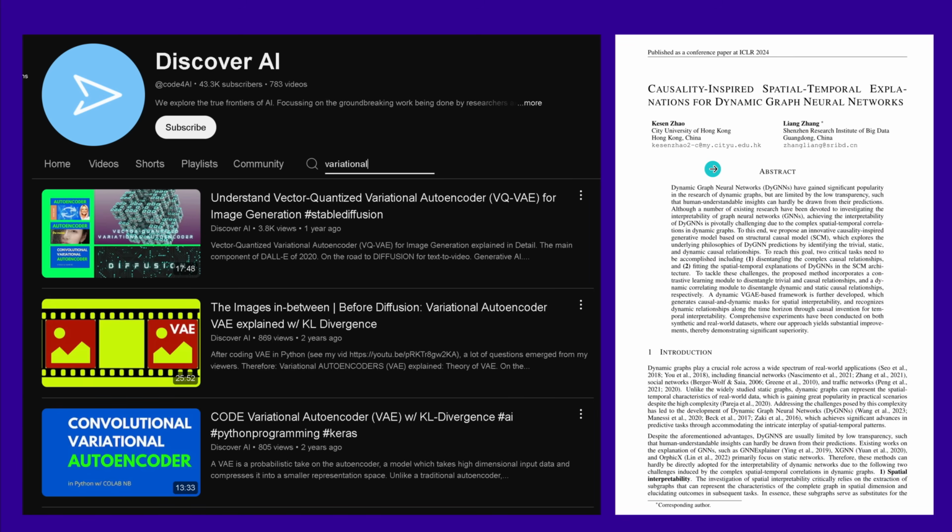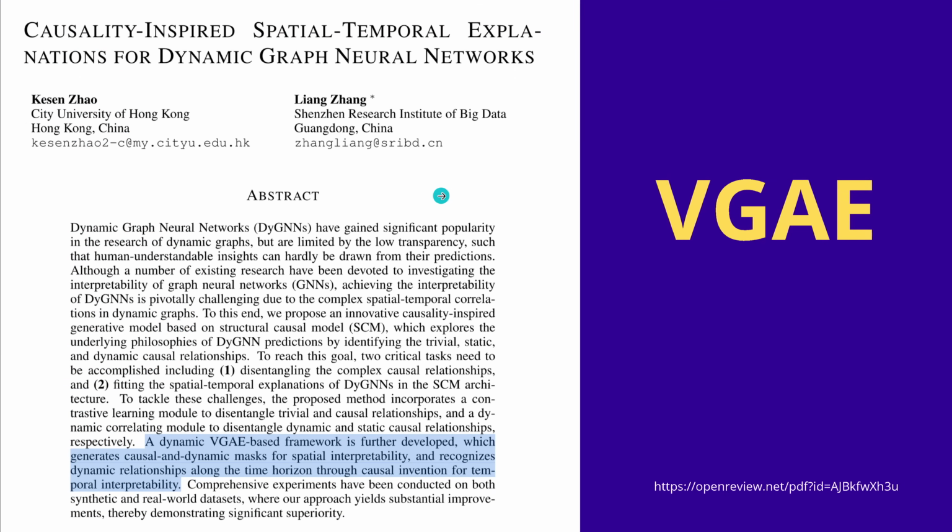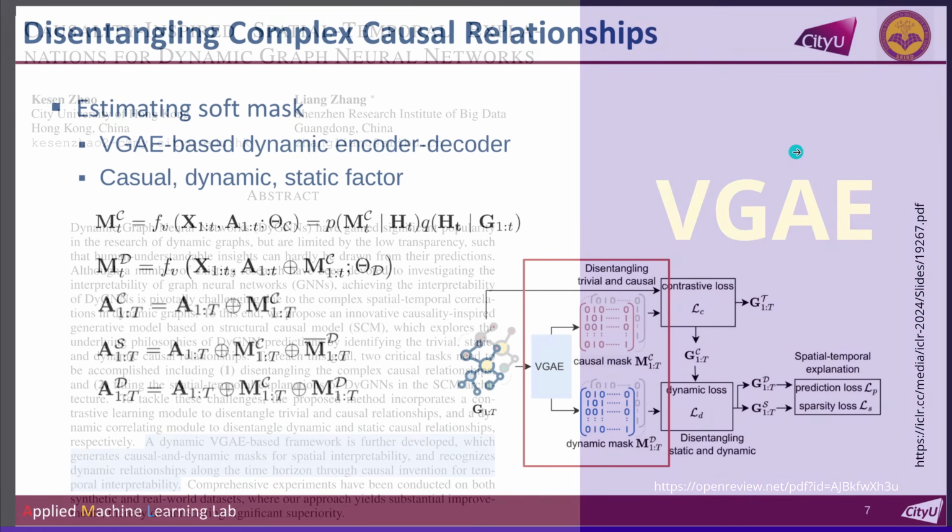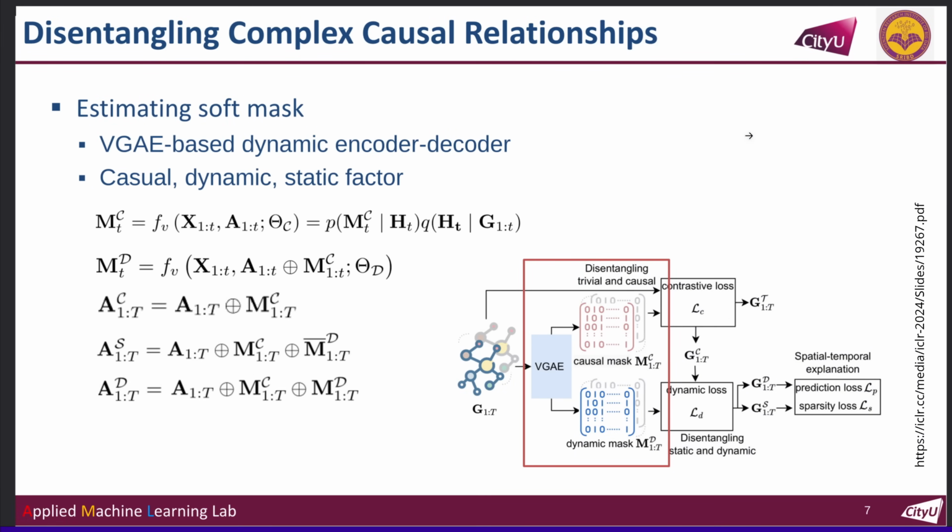What is the current state of the art? Causality-inspired spatial temporal explanation for dynamic graph neural networks. And they go exactly here for a dynamic variational graph-based autoencoder framework. This will help you to understand what is coming up now. Read the study, it's a beautiful one. I also found that this was presented at a conference, they had a presentation, and I found the slides of the presentation. There are 4 slides, and this is the address if you want to download it yourself.